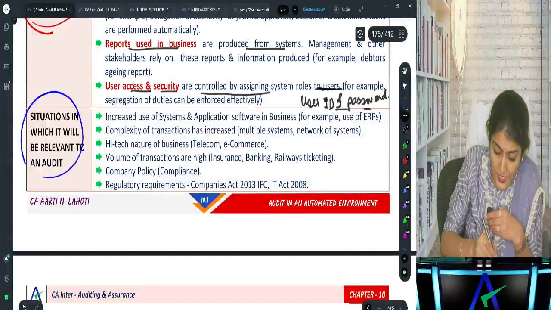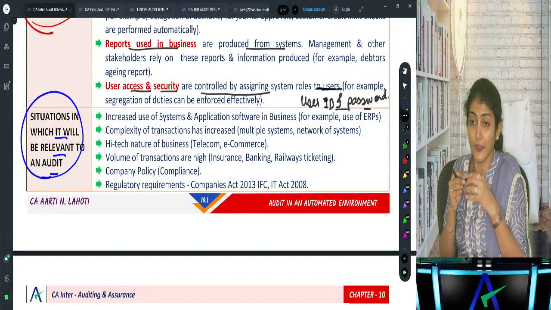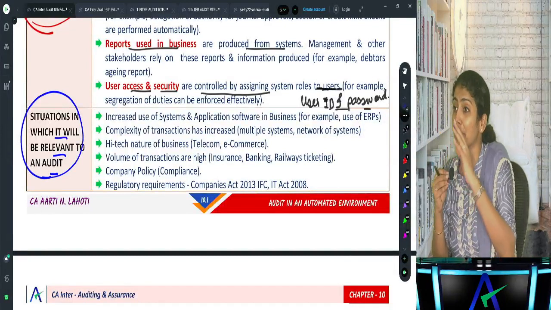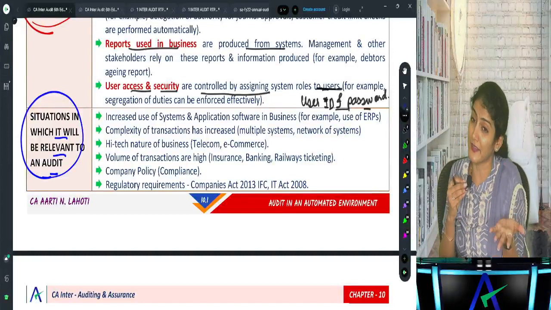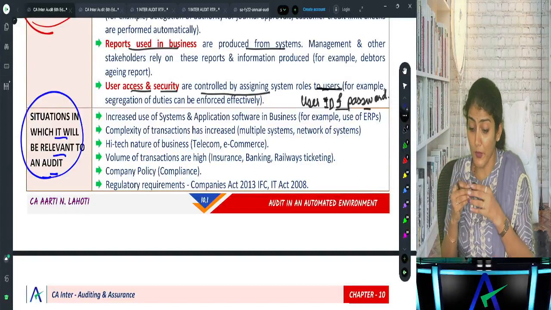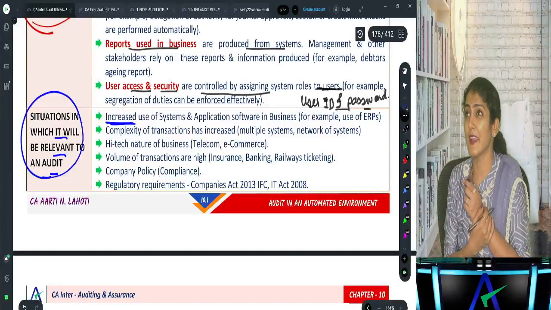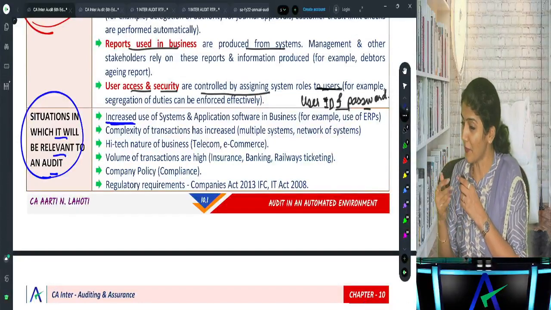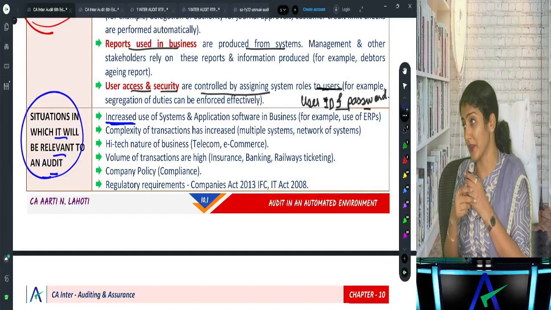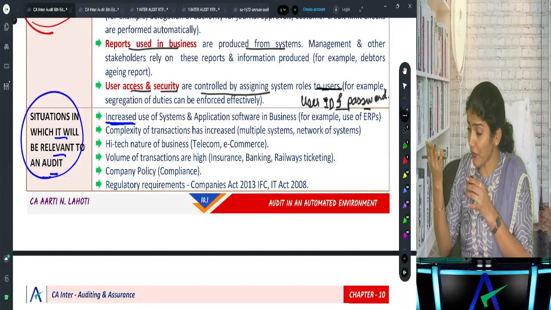No. Situations in which IT will be relevant to an audit. Auditor, you will be outdated. There will be a generation gap, auditor, if you don't make use of computers. The auditor says, even I understand, in today's time I cannot survive without the use of the computer. Why? Because of the increased use of systems and application software in business. Anything I ask the client, what do they say? Computer. Accounting entry, computer. Controls, who exercised control? Computer. Calculation, computer. So there is increased use of system and application software in the business.